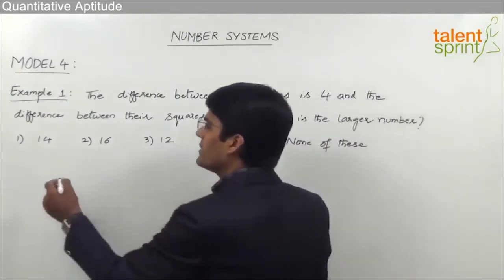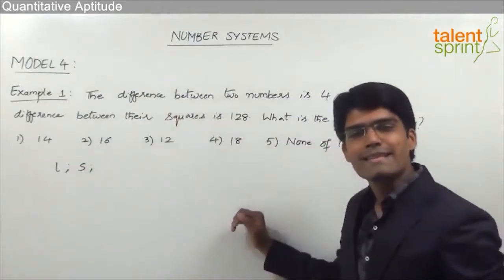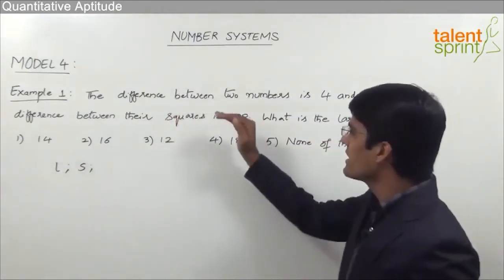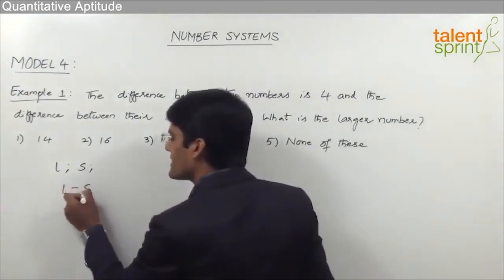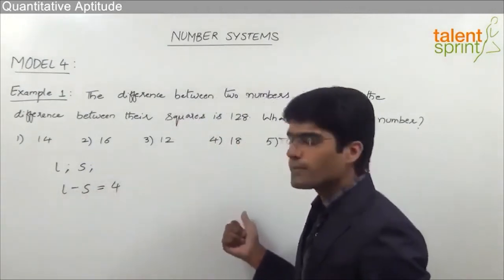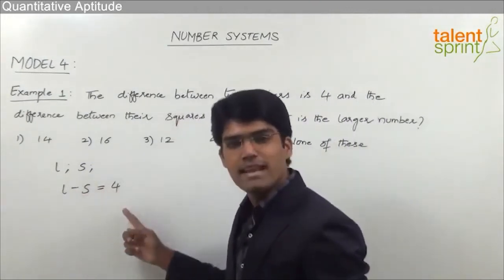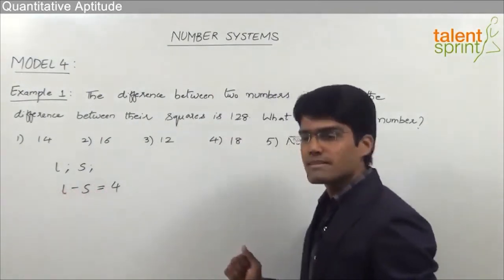Let us assume that the two numbers are L and S. L means the larger number and S means the smaller number. So as given in the question, the difference between the two numbers is 4. So we can say that L minus S is equal to 4. Because larger minus smaller will be equal to 4. Otherwise, if we take S minus L, it becomes minus 4. So that is why we should take it as L minus S.